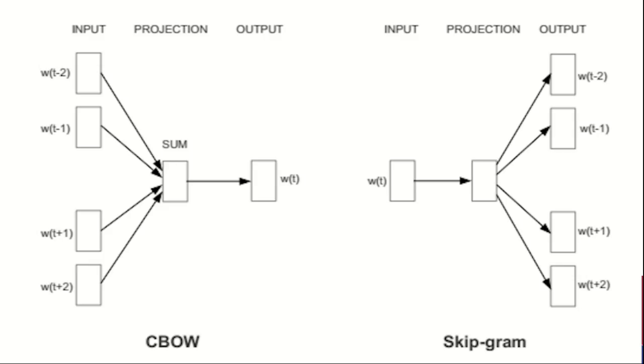So this is a general model of word2vec. The first one is CBOW, in which various words are taken as input and we are trying to predict the missing word. And the skip-gram model is quite the opposite, in which a word is present and we are trying to predict all the other words on the basis of that.